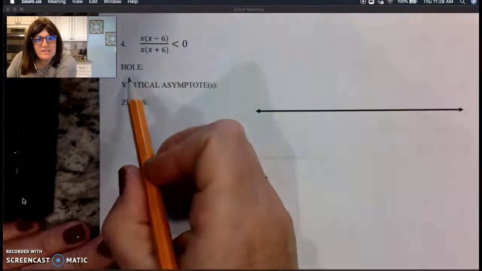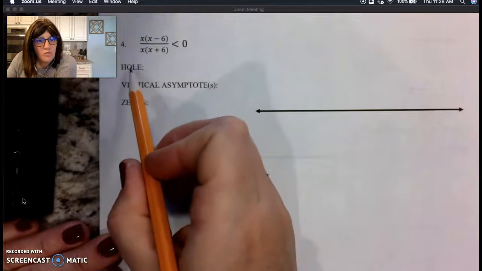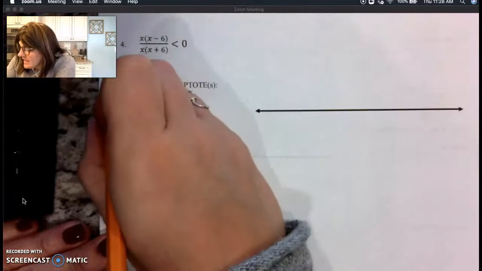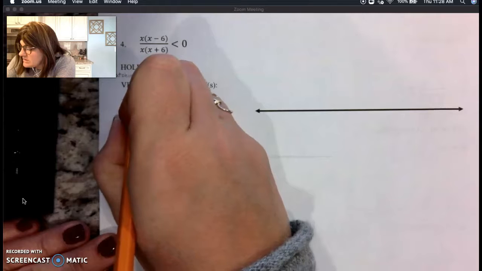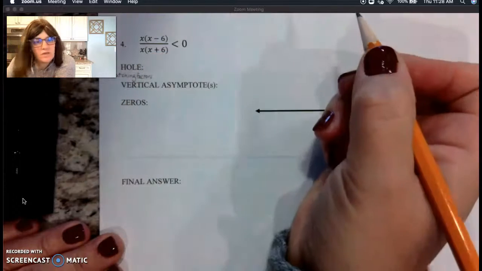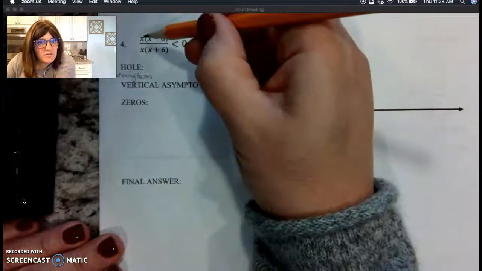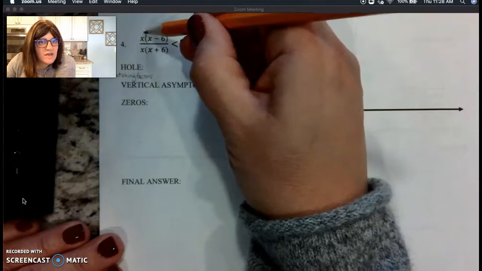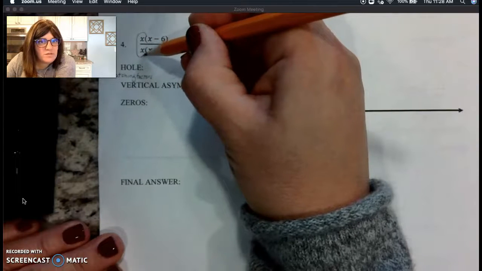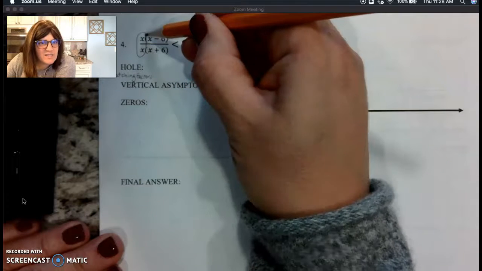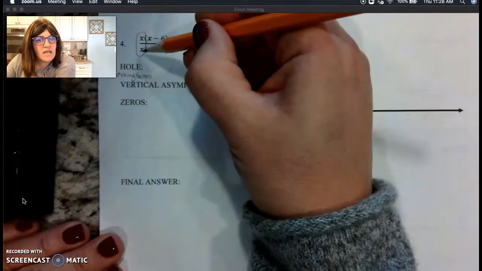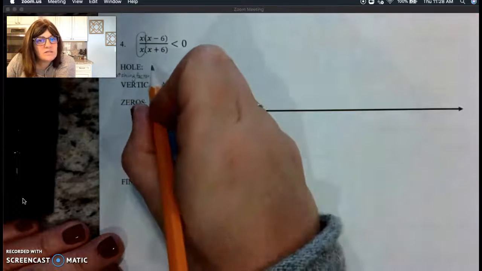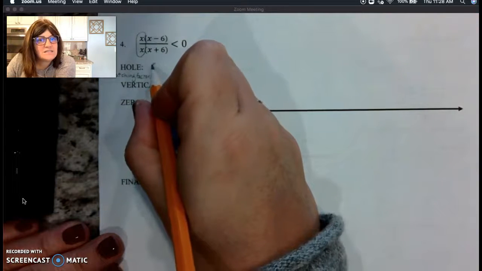We're first going to ask ourselves, is there a hole? When you do a hole, you're looking for matching factors. A matching factor here would be the x in the numerator and the x in the denominator. They're not in parentheses, but they are factors. They can be a singleton like this. This here is x and x, so my hole is going to be at 0.